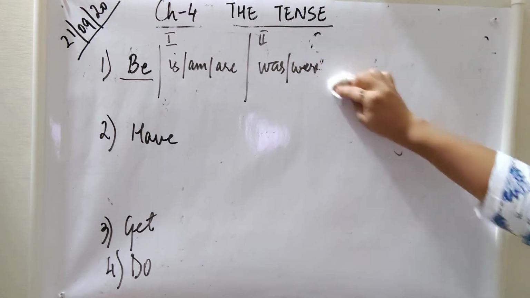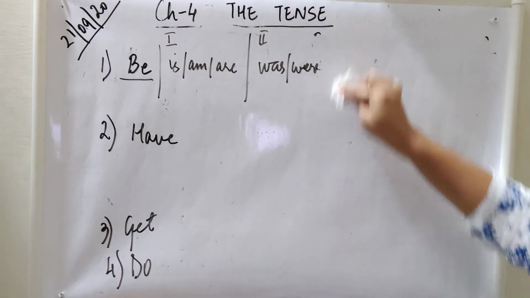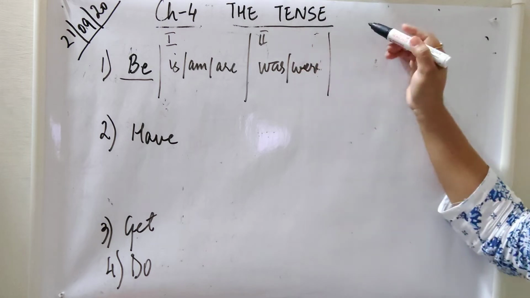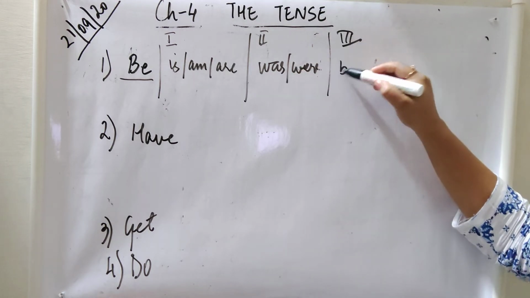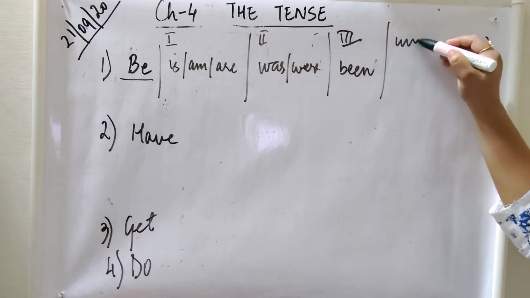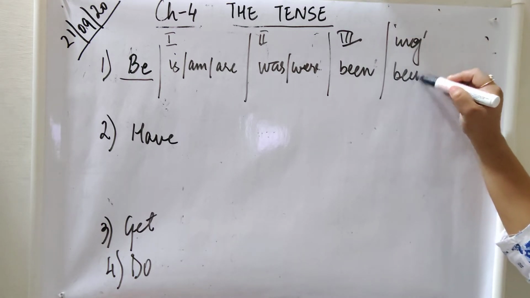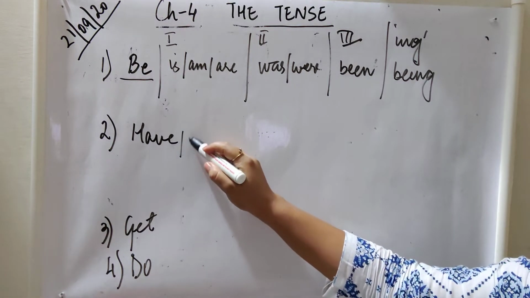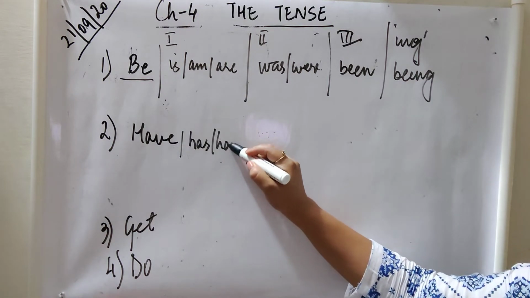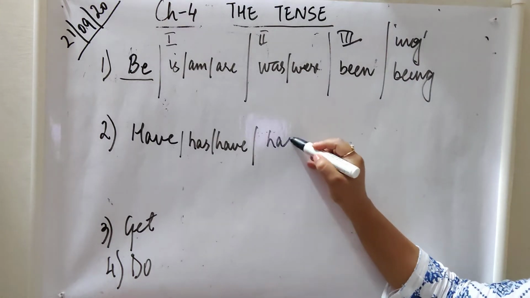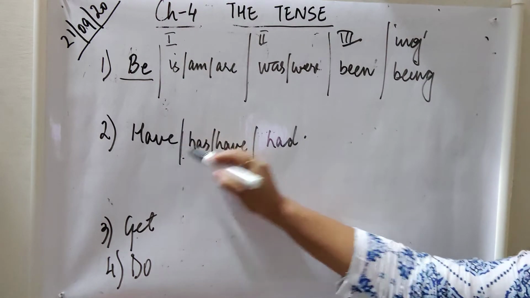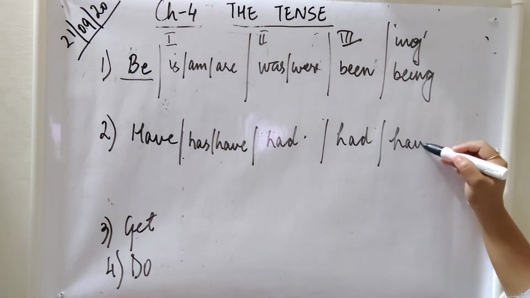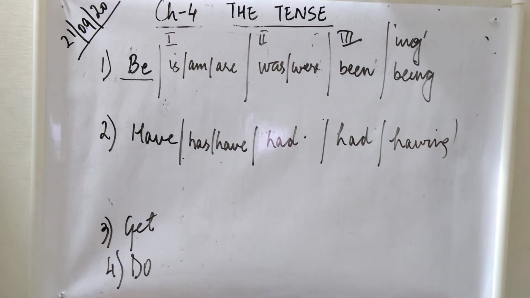I'm going to write here all the forms of this verb so that we know how to use it with respect to the tense. The third form is been. The ing form is being. And similarly have: the first form is has, have. The second form is had. The third form is had. The ing form is having.